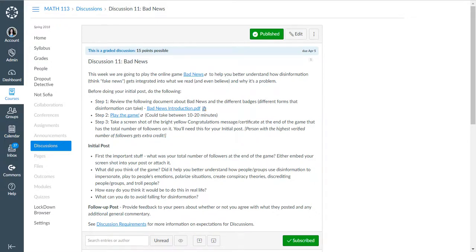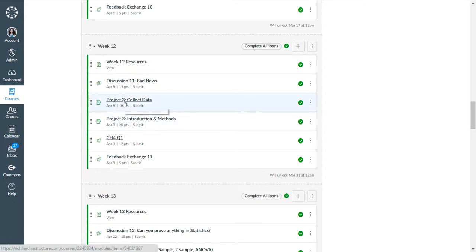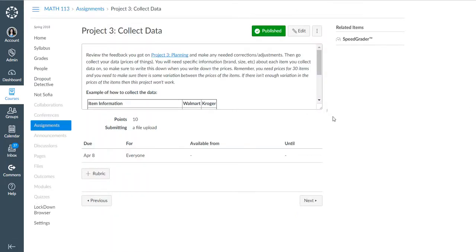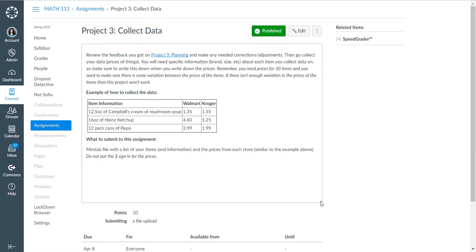Moving forward, what else do we have for this week? That's the Bad News discussion. We talked about the quiz. You're then going to be actually collecting your data this week. Hopefully you got the green light from me. So you now need to actually collect the data. Remember, you need prices for 30 items. The other thing, please make sure you write down the exact size and the exact brand, or that it's generic or the Walmart brand or whatever.